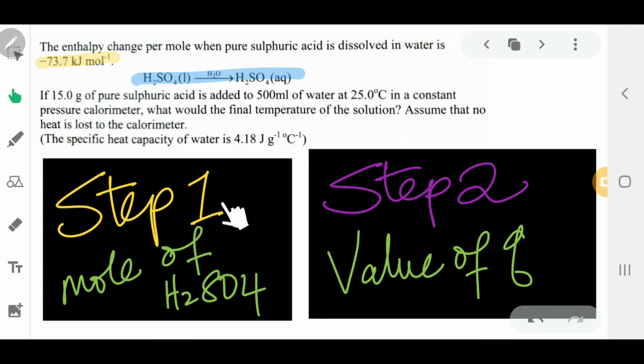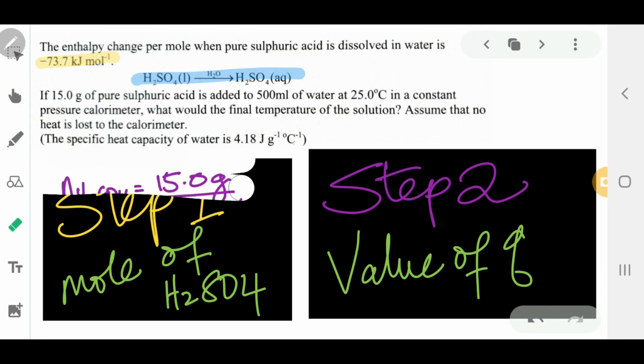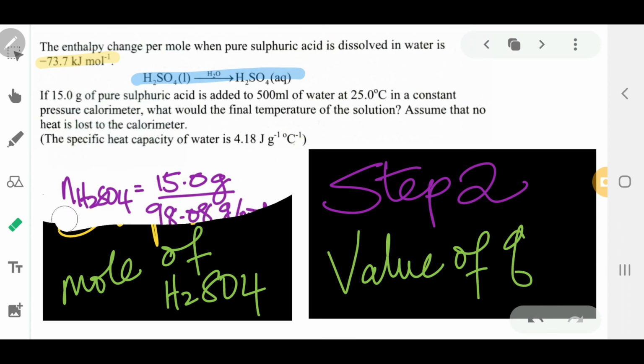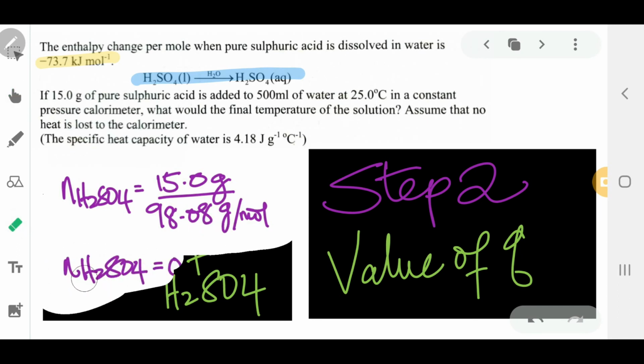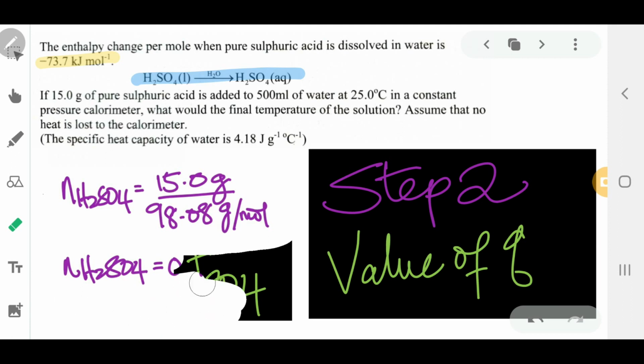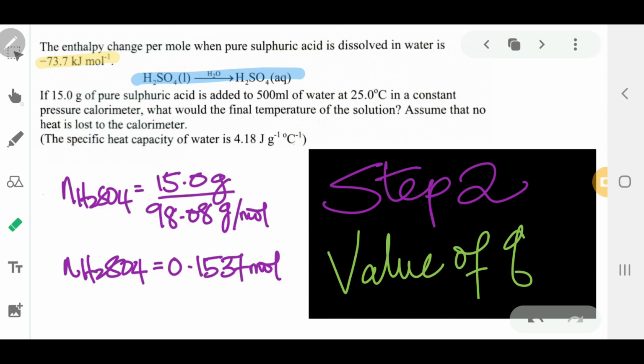So, step number 1, we need to find out the number of mole of sulfuric acid first. And how do you do that? You're going to take the mass of sulfuric acid being diluted and divide by the molar mass, and you should be able to get the number of mole of sulfuric acid equals 0.153 mole.